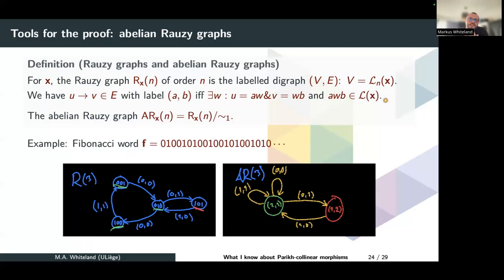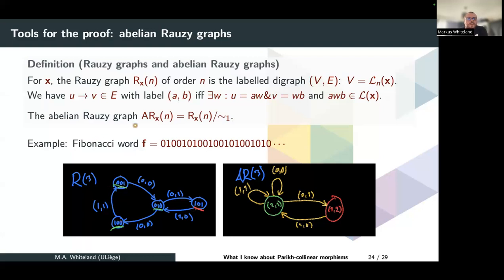I suppose we should be a bit careful with the short lengths, but anyway, this is the main notion. So for example, in the Fibonacci word, you'll have 4 vertices, and the Rauzy graph looks like this.